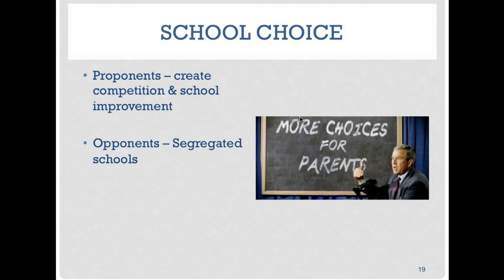School choice means that parents get to choose the schools for their children, including private schools in some states. Proponents argue that school choice creates a free market and forces public schools to improve. However, opponents argue that school choice leads to increased segregation by race and income.